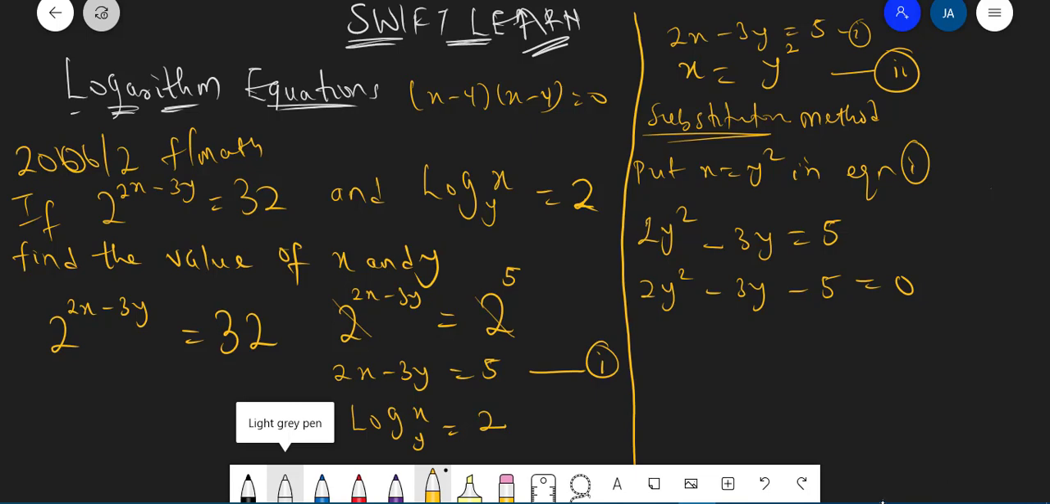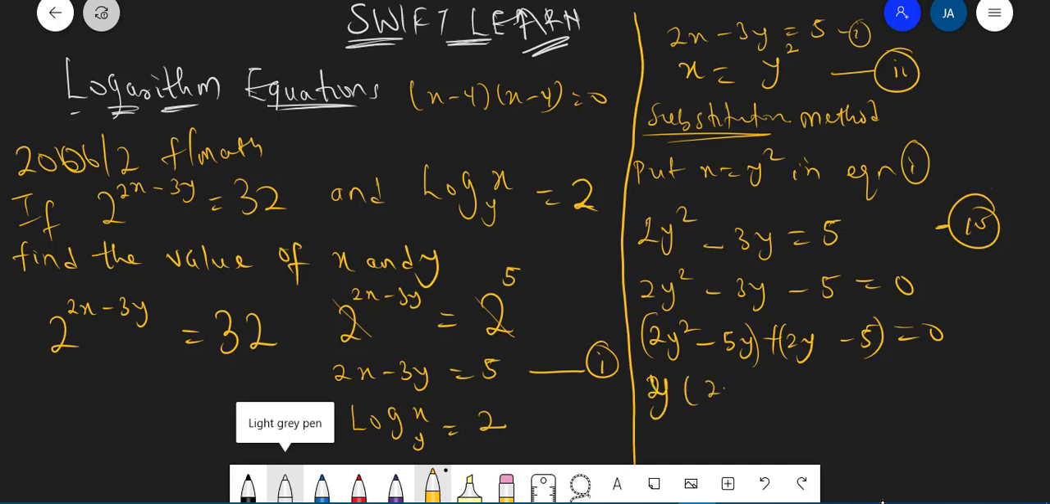Okay, I think I'll move on because it's somehow late and there's no power source here. So we have 2y squared. You multiply this by this, it gives you minus 10. So I can use minus 5y plus 2y minus 5 equals 0. So we have y bracket 2y minus 5, plus 1 bracket 2y minus 5 equals 0. So y plus 1, 2y minus 5.